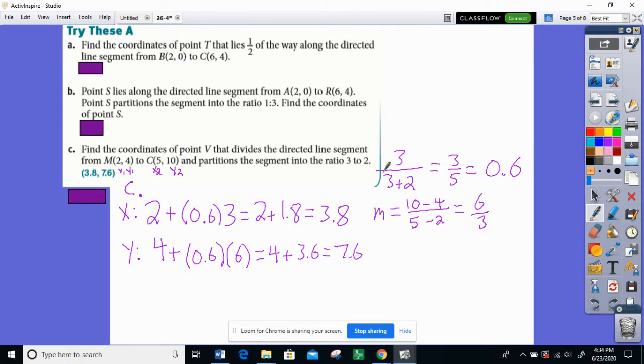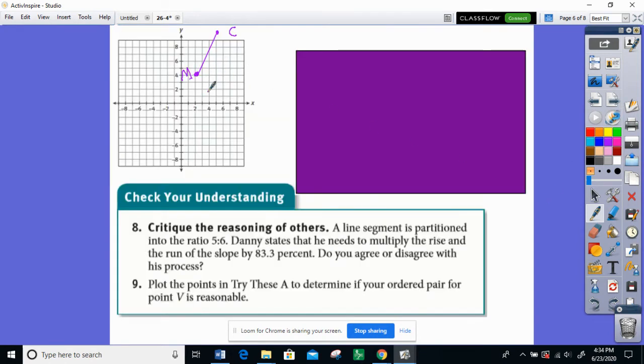Now, if that segment is divided into a ratio of 3 to 2, we would expect to be closer to point C than point M, right? Let's plot the point 3.8, 7.6 and see if that happens. All right, it's not exactly halfway. It's a little bit closer to point C. I think that is a good way to see that we solved that problem correctly.